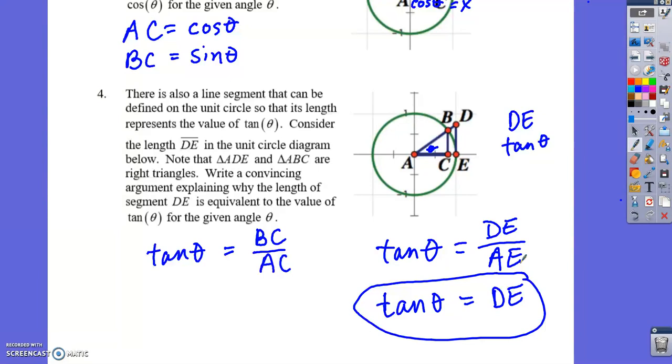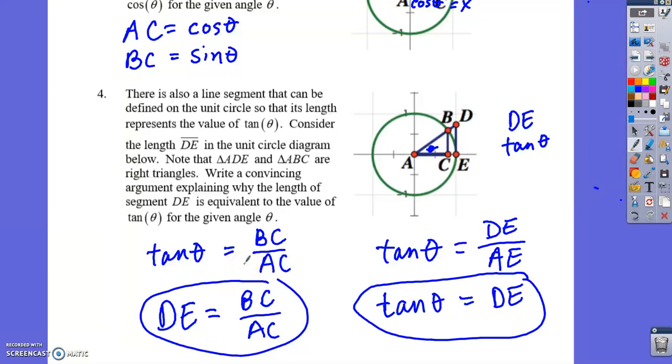And you need some words to go with this. Some of the words that I was saying would be helpful: the fact that it's the same angle, opposite and adjacent, is where these both came from. So we know that DE is equal to BC divided by AC, or the tangent of theta. Those are the other two things. So those are the ideas, and that's pretty much what we did on Friday.